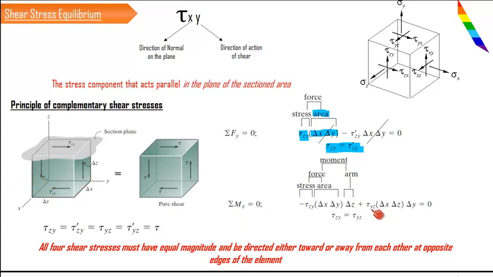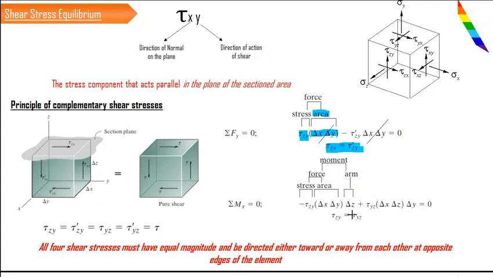What is the value? Sorry, tau dash yz is tau yz, this one. These two are the forces which are going to create a moment on the x-axis. So the value is going to be tau yz into the area, delta x into delta z, that is given over here, and finally the perpendicular distance is nothing but delta y, force into perpendicular distance delta y.